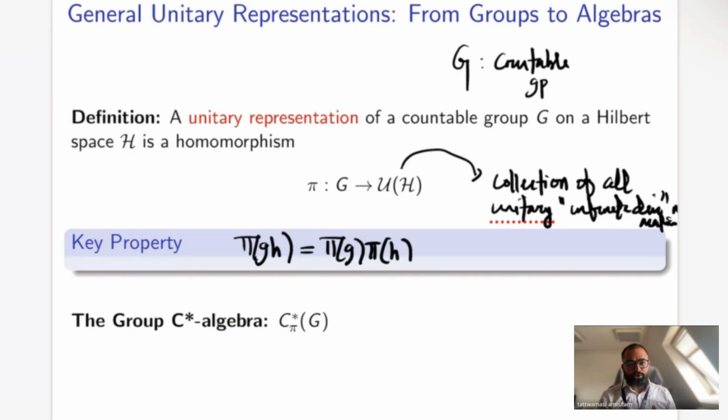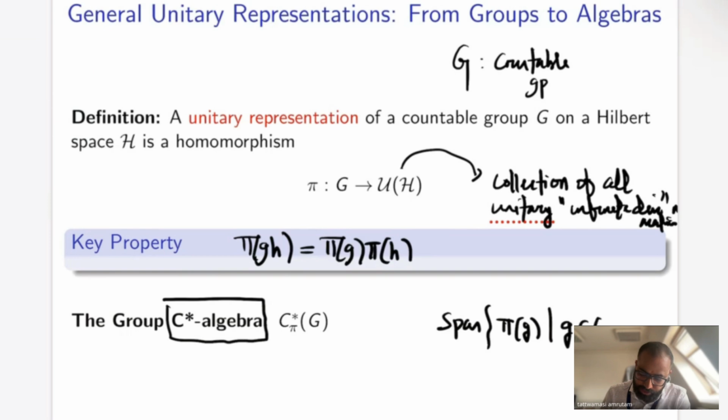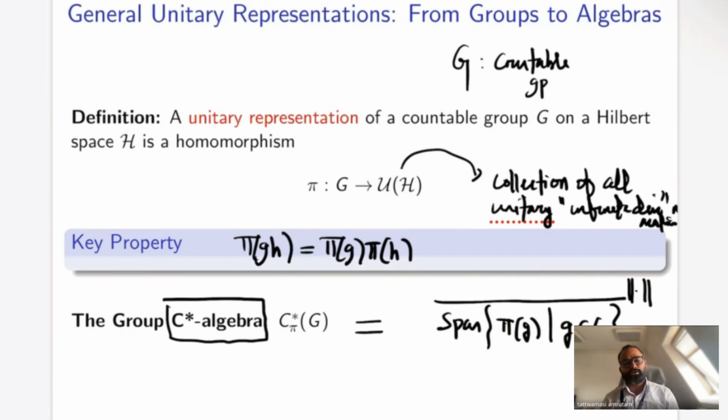Now out of this, I'm going to create the group C-star algebra. This is the first time I mention this word. I have not defined it yet, but bear with me. First I look at the span of these pi(g) as g varies over G, and I close it in the norm. If it is a finite dimensional representation, then the span is going to cover everything and there is no problem. But since I'm working with an infinite dimensional object, I must close it to make it a very nice object. And whatever object we get here is called the group C-star algebra associated with this representation pi.